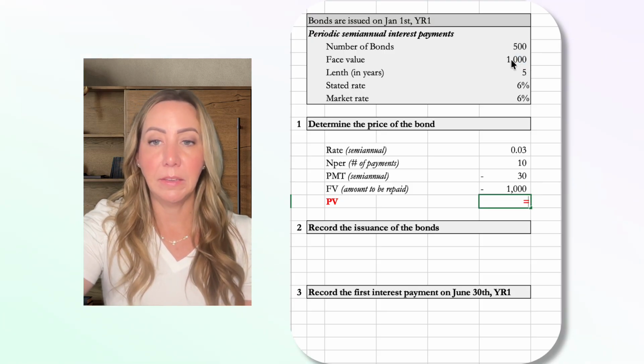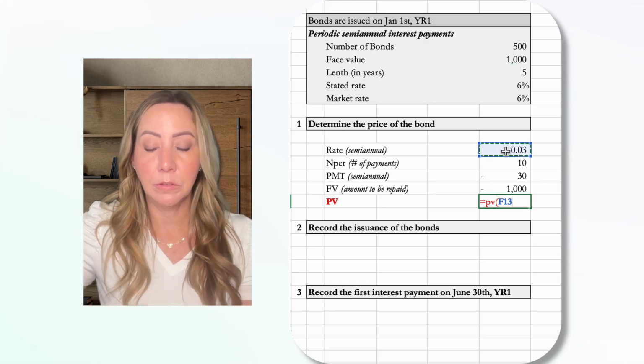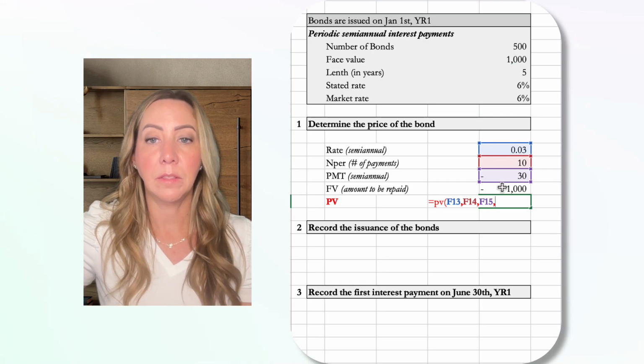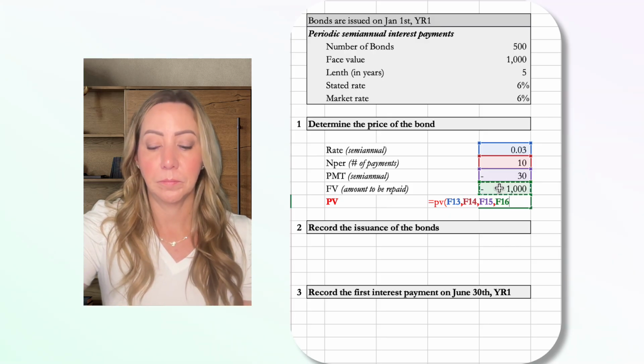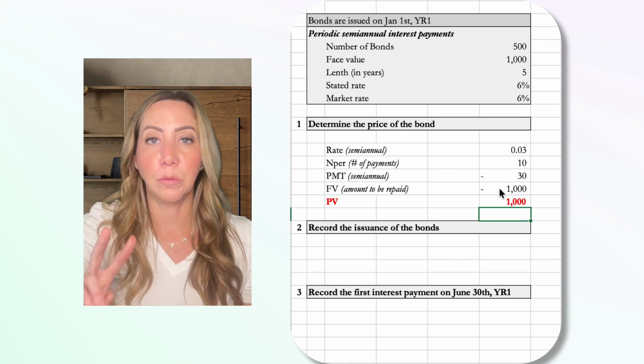Next, we'll do the present value calculation. And we'll grab the interest rate first, then the number of periods, then the payment of the interest, and then the future payment of the principal. And you can see that the price of this bond, the present value of those two promises, works out to be the face value of the bond.